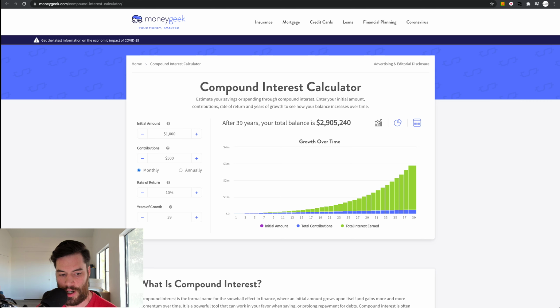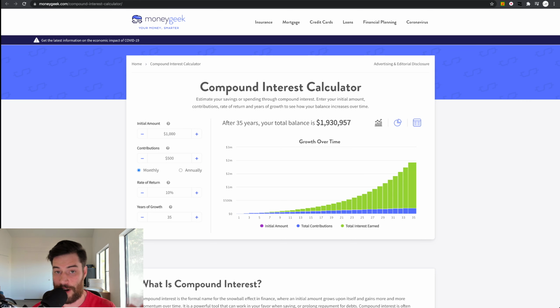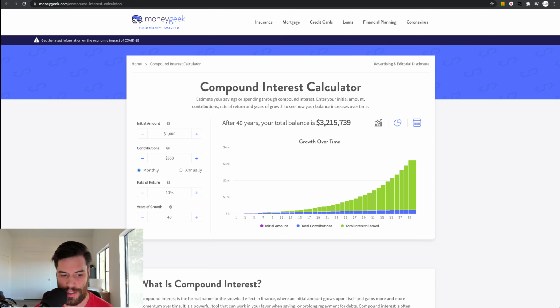If you literally go an extra, just adding $500 a month, which is $6,000 a year, let's add an extra 5 years onto that of just putting in $500 a month. Keeping it, not touching this. Let's go up to 40 years. You're at 3.2. You went from 1.9 to $3.2 million. See how much that grows by? The earlier you start, the better it is.